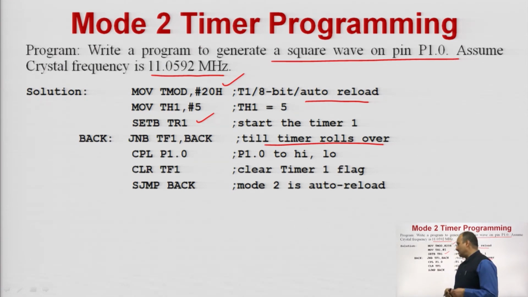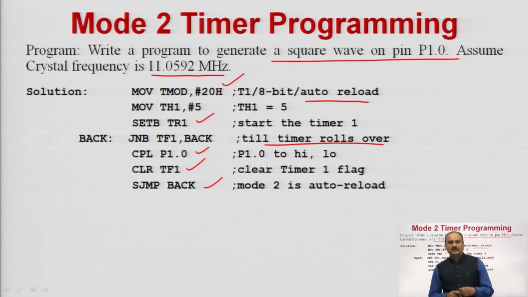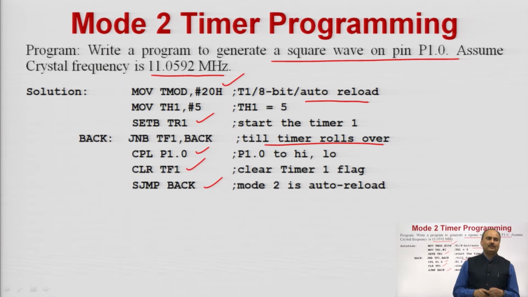Once the timer flag is set, come out of the loop and complement P1.0, because we need to generate a square wave on P1.0. Then clear the timer flag because the rollover has happened, and SJMP back, then again we need to monitor, because this is auto reload mode. So this is the procedure required to follow during mode 2 timer programming.